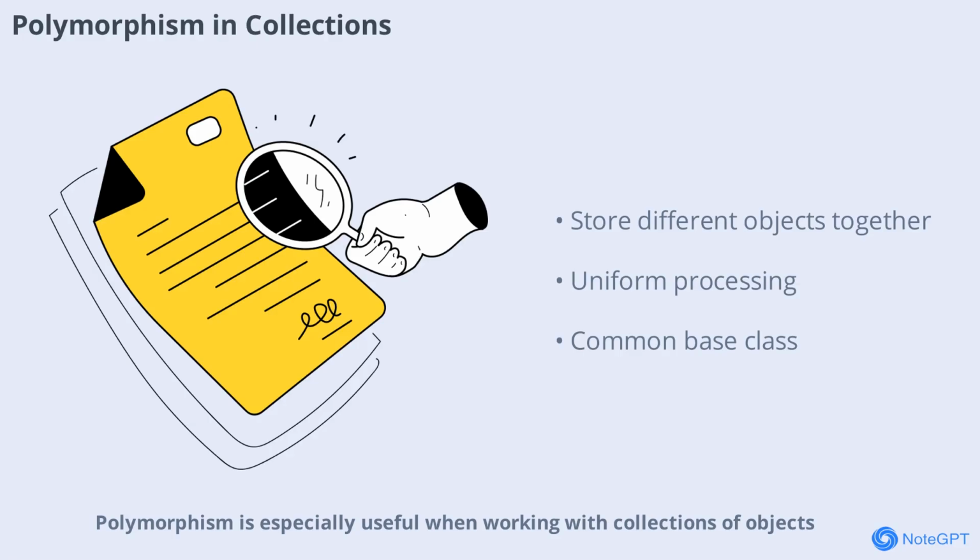Polymorphism is especially useful when working with collections of objects. For example, you can store objects of different subclasses in a single list or array as long as they share a common base class or interface. This allows you to process collections in a uniform way regardless of the specific object types.